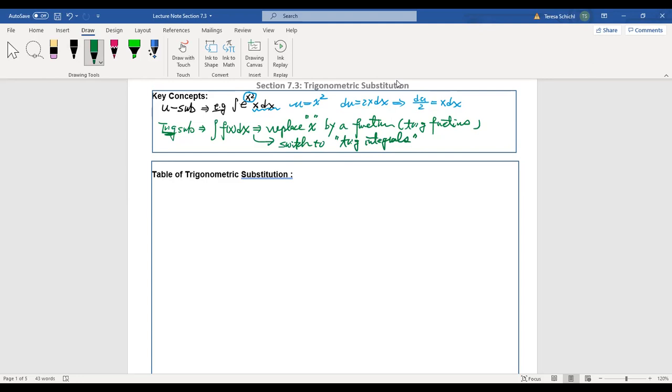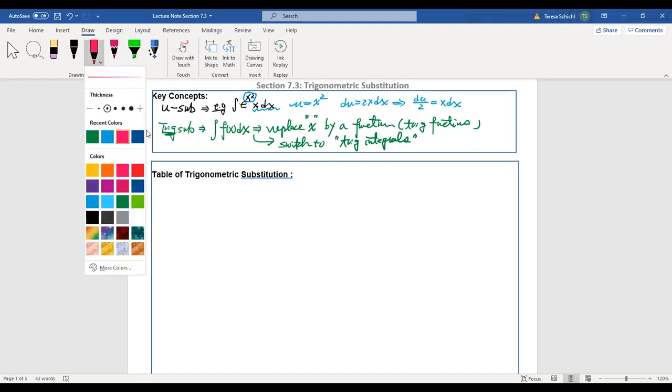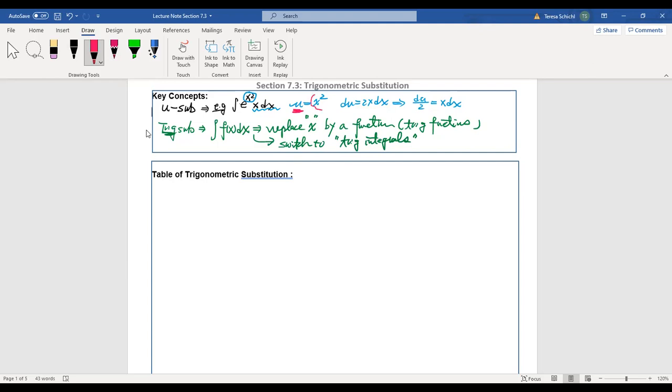To see the differences: in the u-sub, you use a single variable u, then you substitute for a function of x. For the trig substitution, you replace x by a function, and because we call it a trig substitution, you replace it by a trig function. Your goal is to switch this integration into a trig integral, just like in the u-sub, you switch this integration to a function of u, then you can take the integral.